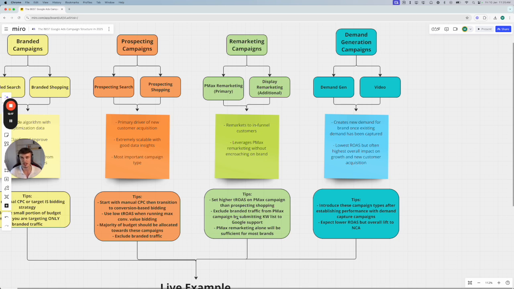This forces it to only search for your highest intent traffic, which is going to be remarketing traffic if you've excluded branded traffic, which is the other most important thing, right? These are the two most important things for your PMAX campaign. Exclude branded traffic from PMAX by submitting a keyword list to Google Support. This one's a little bit annoying, but it's not too hard to do.